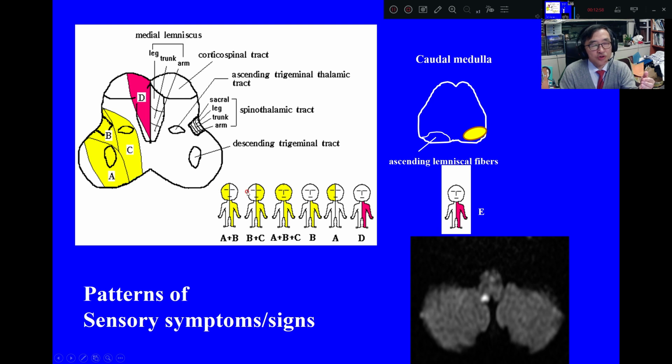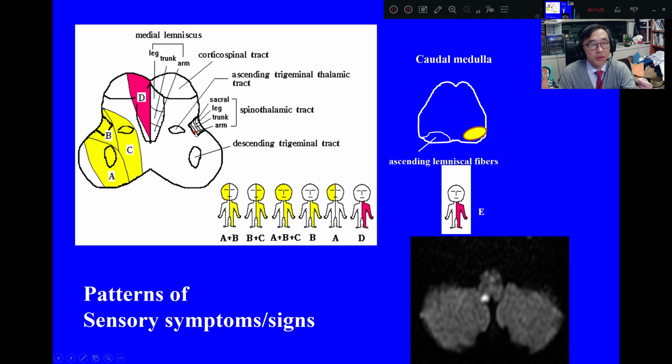Sensory symptoms are actually quite variable in lateral medullary infarction patients due to the involvement of pattern. These are descending trigeminal fibers going from the pons, then going down to the cervical area, then crossing, and then going up through the ascending trigeminal system in the medial part of the medulla. The spinothalamic tract is located in the most superficial part of the medulla.